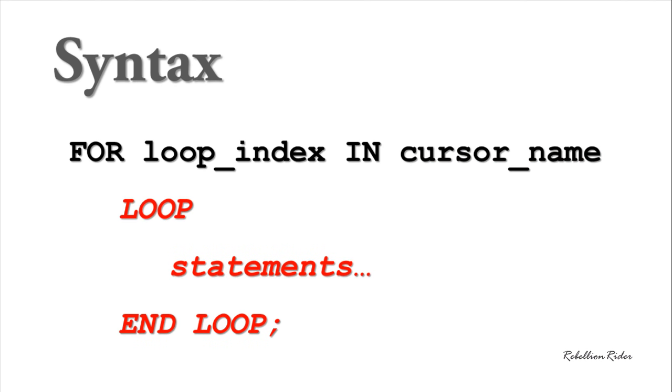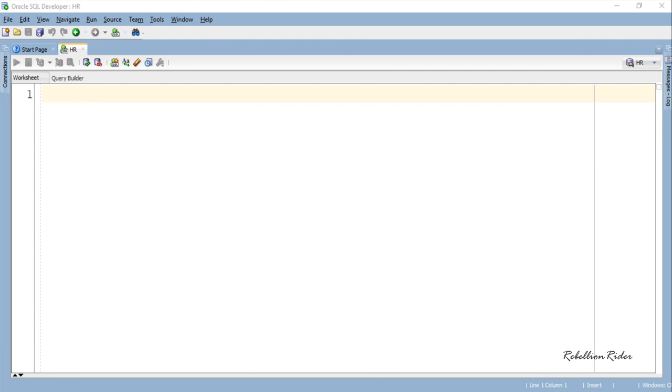Now, let's do an example which will help you in understanding the concepts more clearly. However, it would be better if you have knowledge of PL/SQL for loop beforehand. Thus, I would suggest you to watch the for loop tutorial first. Find the link in the description below. That being said, now let's do the example of cursor for loop.